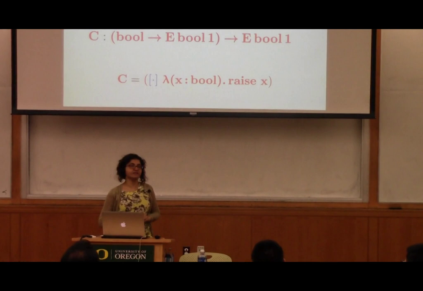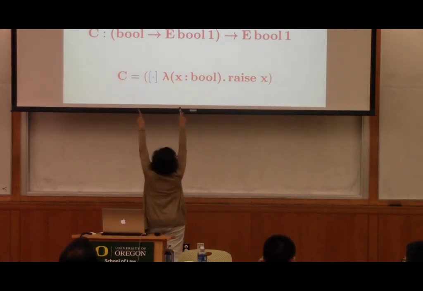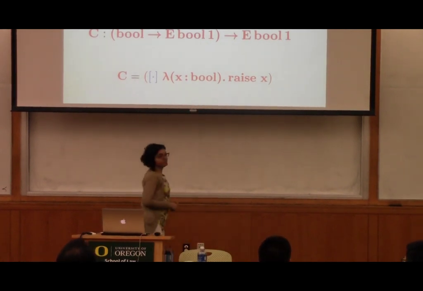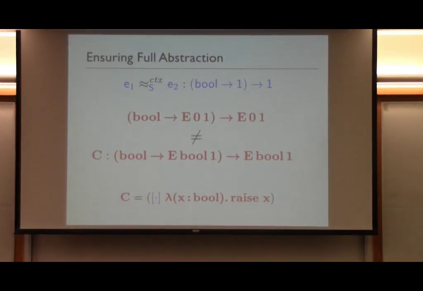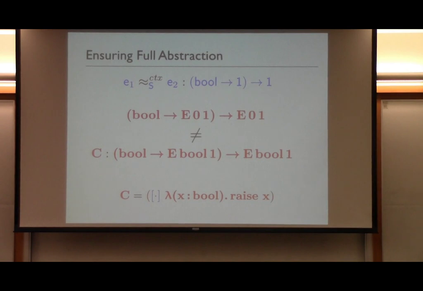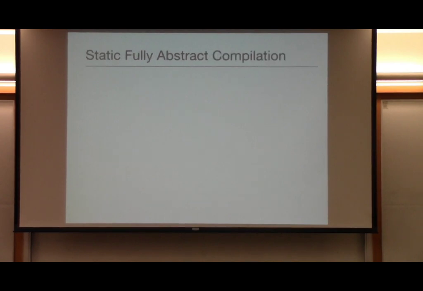It's trying to pass in a bool to an e bool unit function, something that can throw an exception. So the types don't match up, and therefore we will immediately rule out linking with this context, by picking the right type translation.